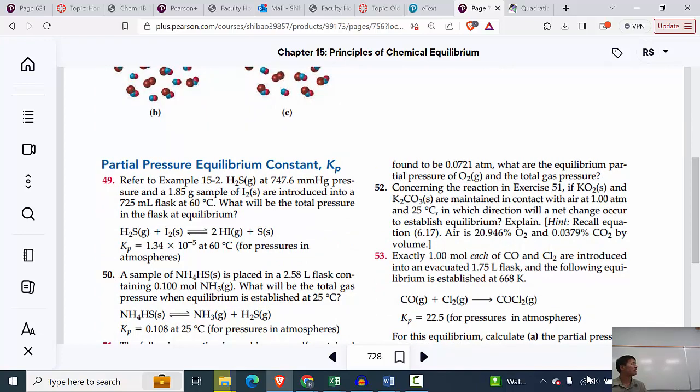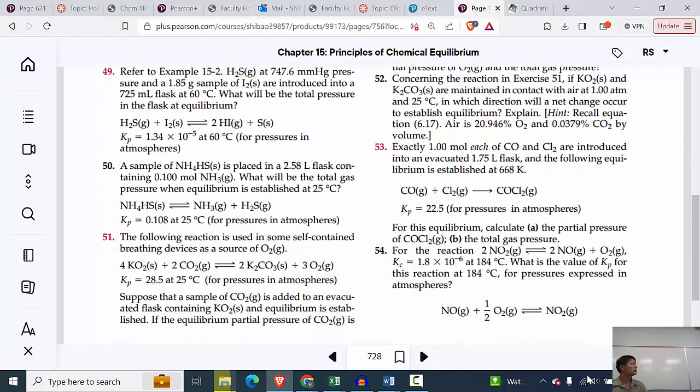Now we have KPs. The KP calculations are exactly the same as the KC calculations. The one difference is sometimes they're going to ask you for the total pressure. What is the total pressure? Remember Dalton's law? Total pressure is the sum of the partial pressures.